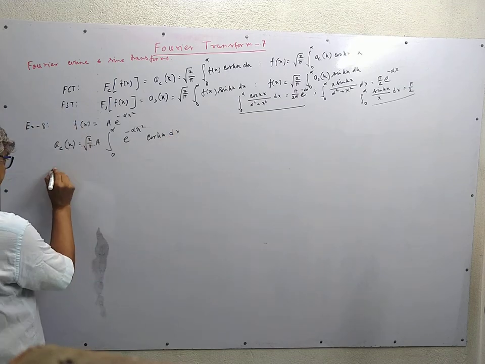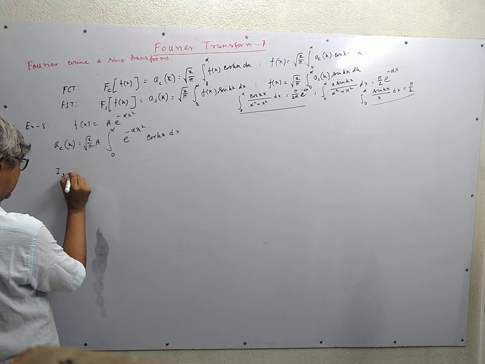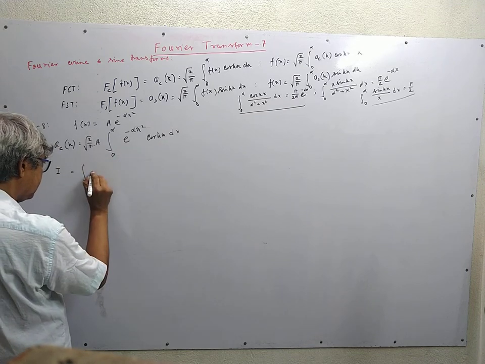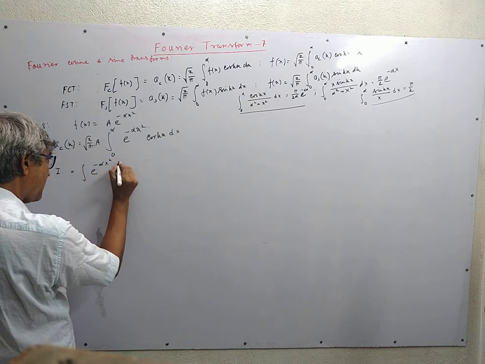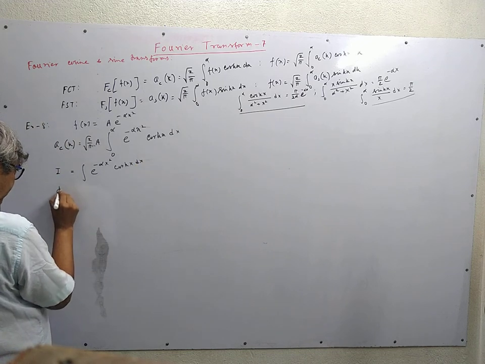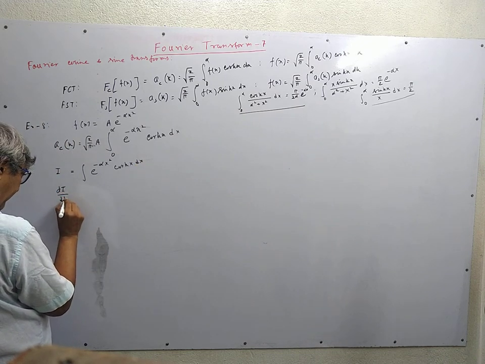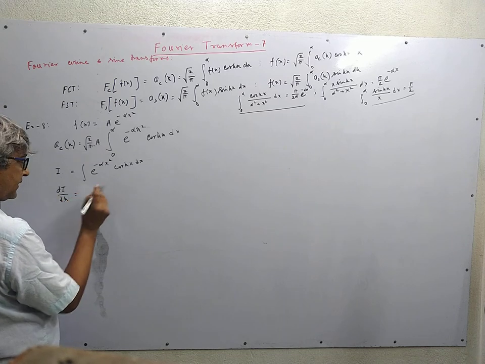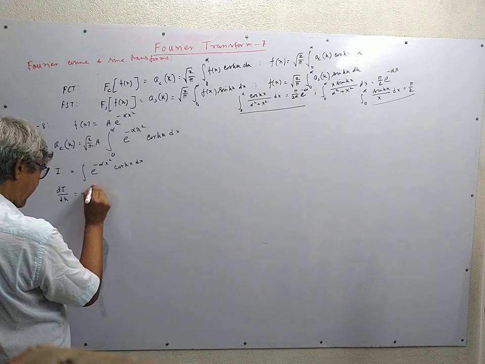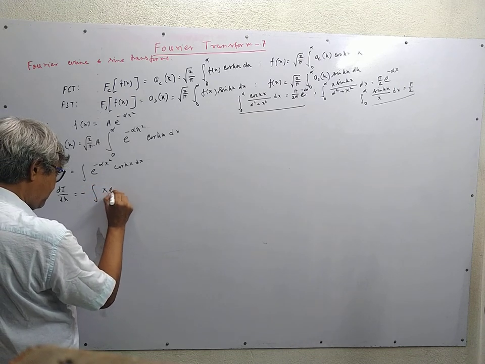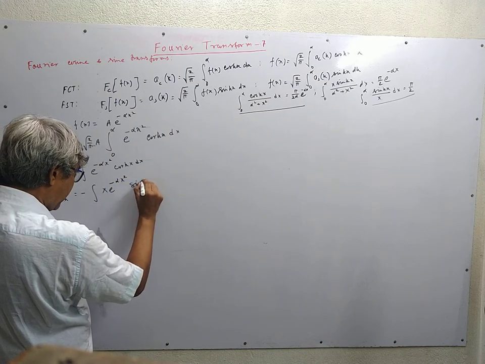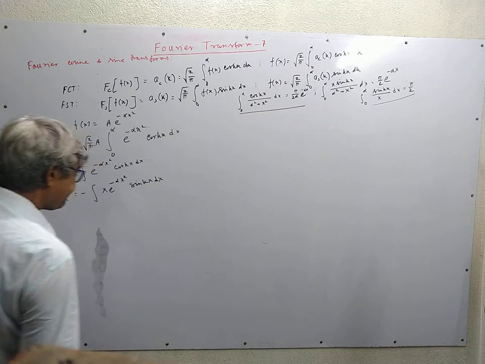We define a subsidiary quantity I equal to this integral. We differentiate I with respect to k. So what will we get? This is minus x, so it is minus x e to the power minus alpha x square sine of kx dx.